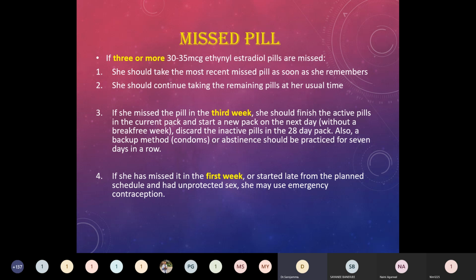If she has missed pills in the 3rd week, on a 28-day pack, she should not use the inert tablets. She should start with the second pack without giving the break. And if she is using a 21-day pack, she should not go for that break period. She should start the next pack after the 21 days. No break of 7 days in either case. And she should use an additional backup method in the form of condom or abstinence for the remaining 7 days. And if she has missed 3 or more pills in the first week, she should use emergency contraception, which you will be learning a little later.